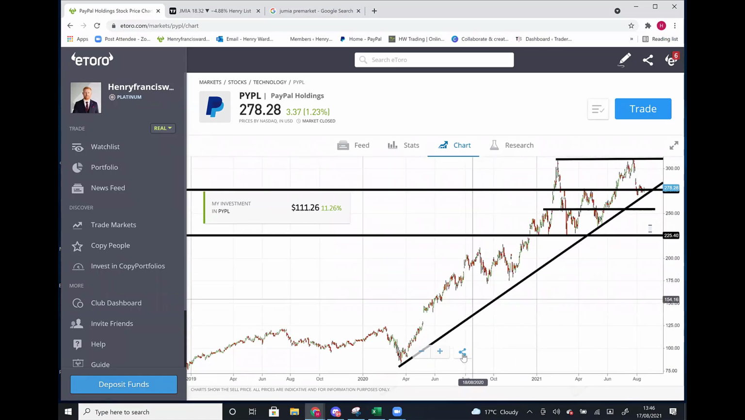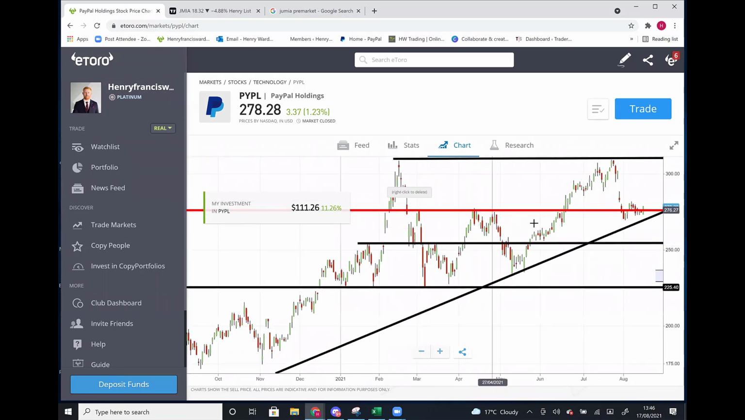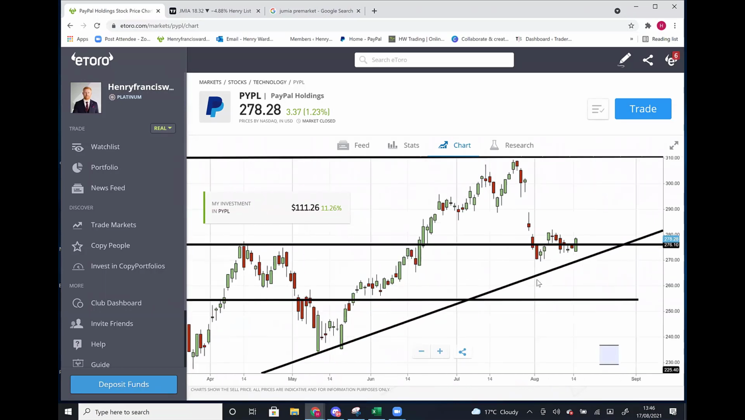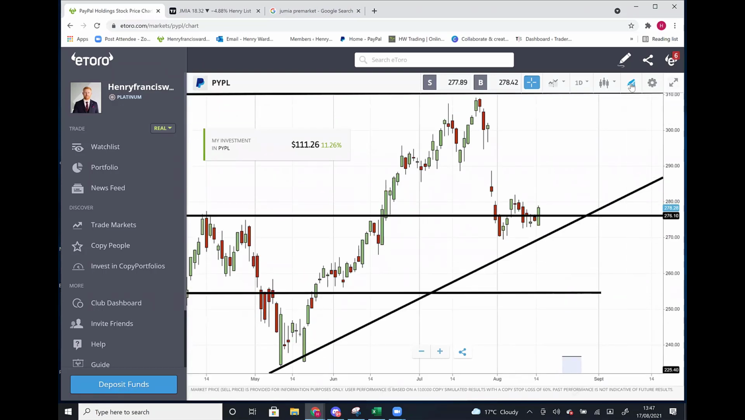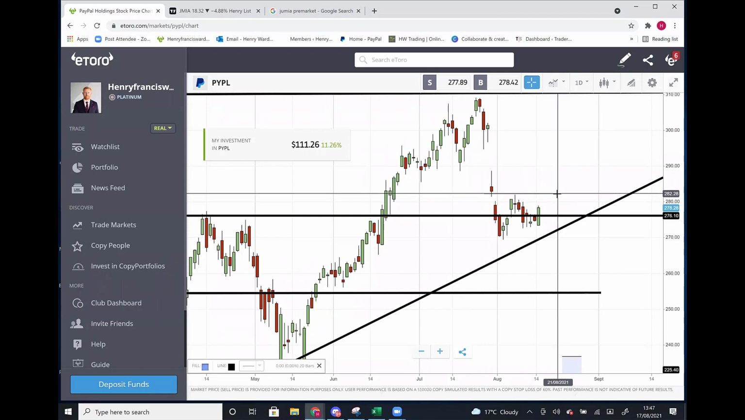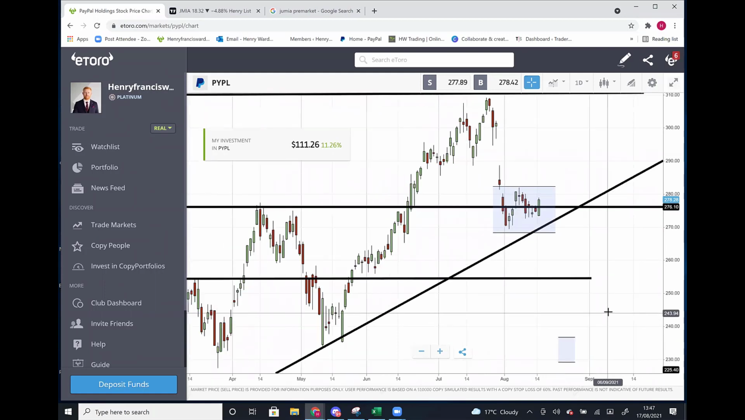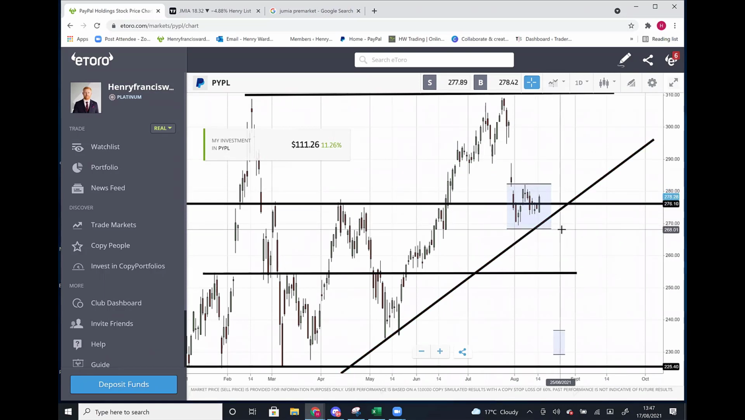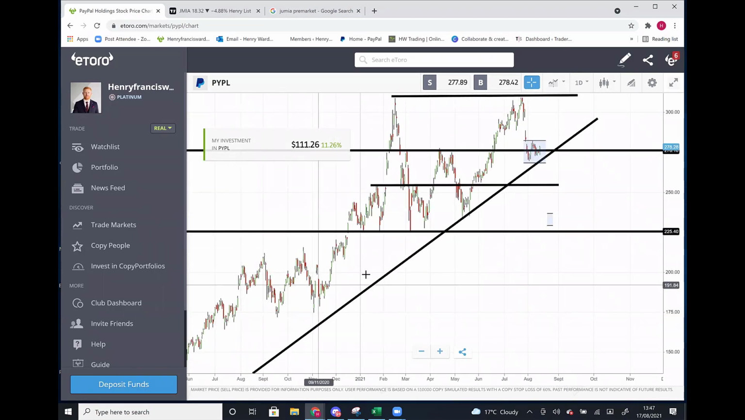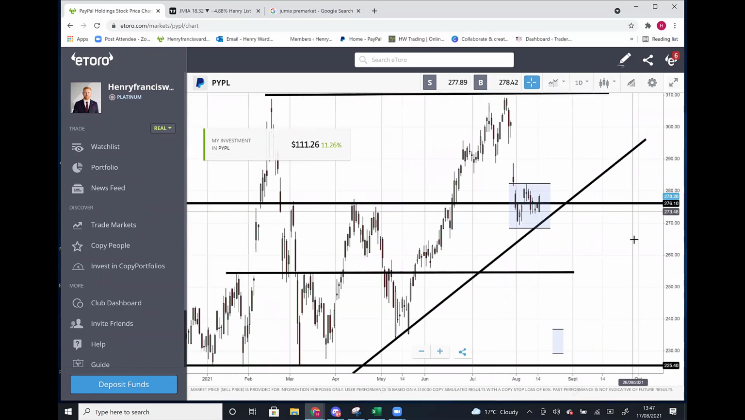So PayPal has come back into this trend line here. It had one, two, three touches on that level, and we have a little tiny channel going on there. Is that a valid trade there? Is that a valid buy? Entry there, stop loss below here. Now, are we afraid of stop loss hunting in this particular scenario?